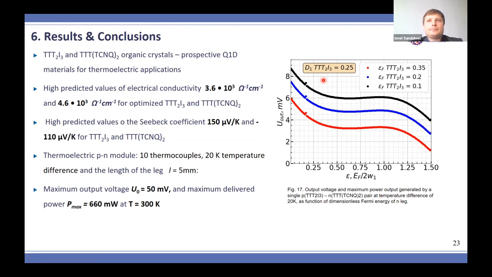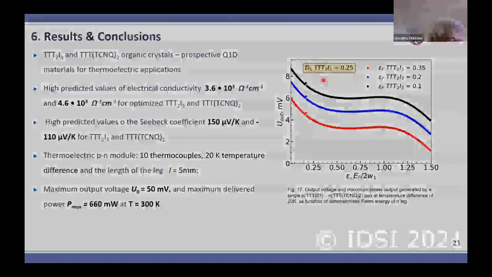Also, such materials can be used for infrared sensors, which apply to low temperature gradients. The mechanism is focusing infrared radiation on such a PN module or PN pair, and the low temperature difference allows it to emit a low electrical signal. Okay, thank you. Thank you very much.